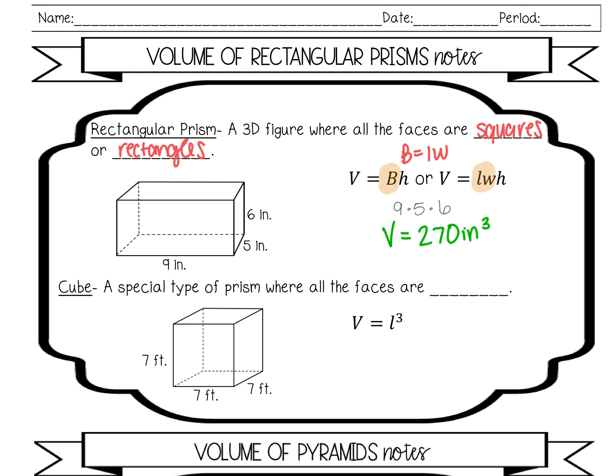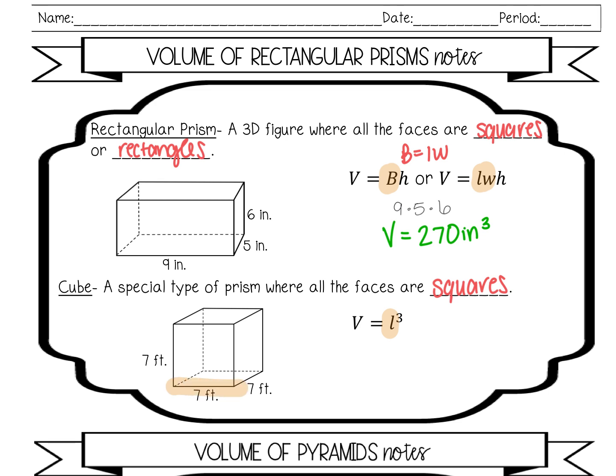Okay, now a cube. A special type of prism where all faces are squares. Look at the formula for this. L stands for the length of any side. All I'm going to go ahead and do is take the length of the side. So this is L. You highlight it. My L is any side, so I'm just going to take this side. Why? Because they're all 7.